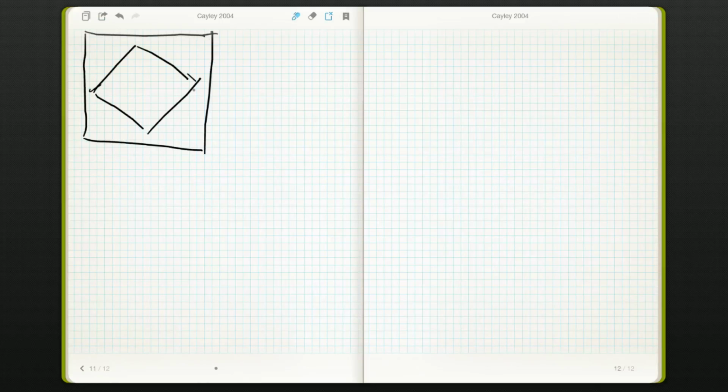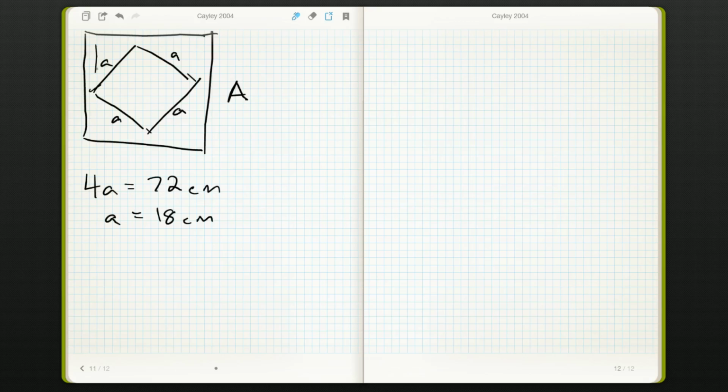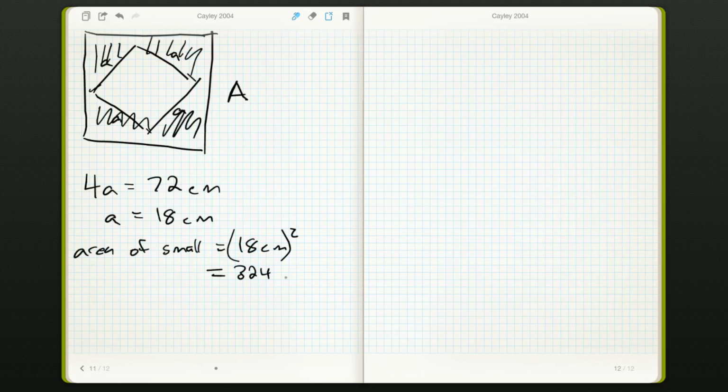So I'm going to say capital A and little a. These are my side lengths. Okay? So I know the perimeter of my square is going to be 4 copies of a. But we're told that that's 72 centimeters. If I divide both sides by 4, I get a is 18 centimeters. So that means the area of the small square is going to be 18 centimeters squared, all squared by the way, so that's 324 centimeters squared.